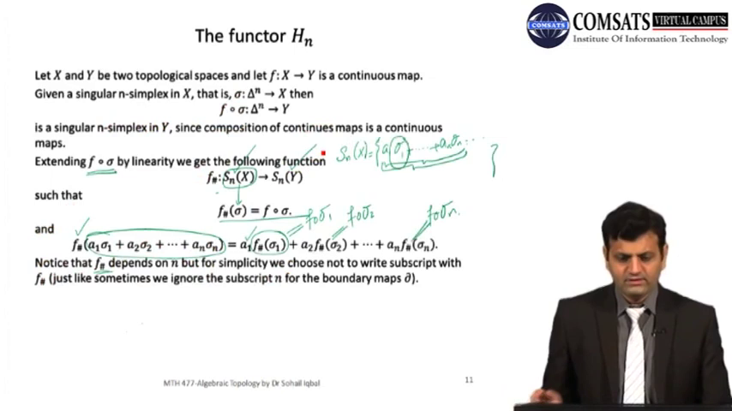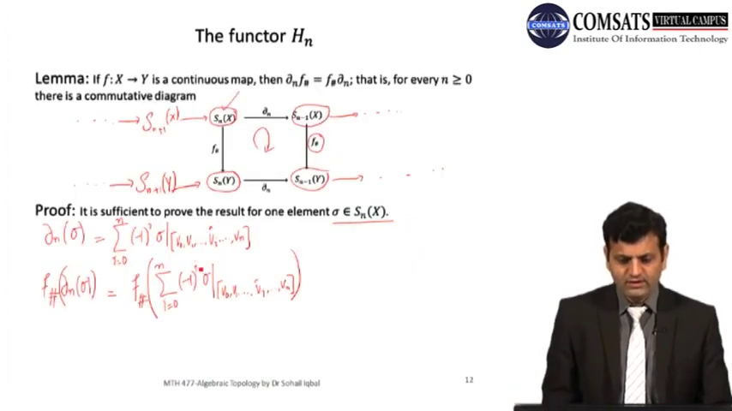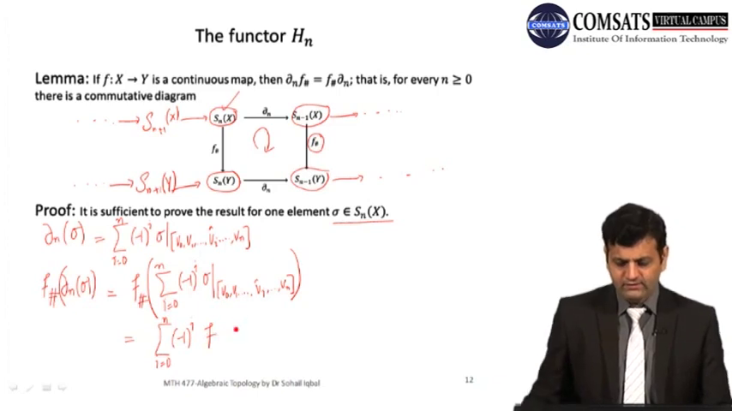Let's go back and see. So we defined f hash to be linear, so the constants will be taken out and it will be applied only on the elements of the generator. So using the linearity I can write it as the sum of minus 1 raised to power i, which are just constants, so I can write them outside, and then apply this f hash on sigma restricted to v0, deleting this vi, up to vn.